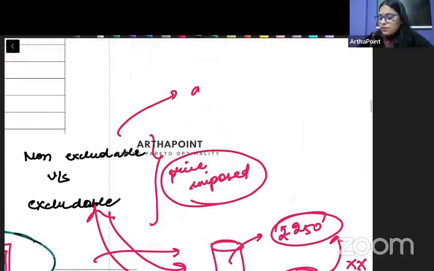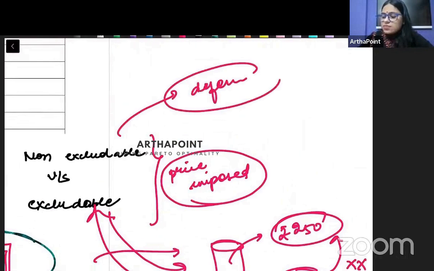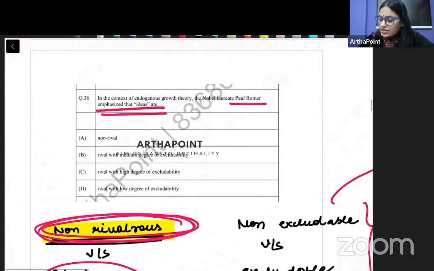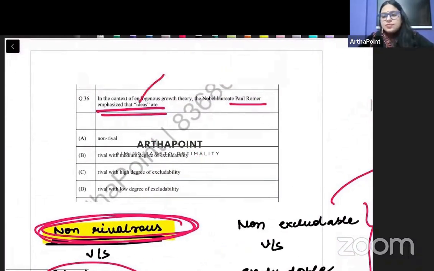But take the example of National Defense Service. Whether it is Ambani's or whether it is me, सबको defense मिल रहा है, सबको security मिल रही है, everybody is safe. The soldiers are protecting everyone in the country. So defense is non-excludable. I cannot exclude anyone from using it. Right? Okay. Now, let's talk about ideas.